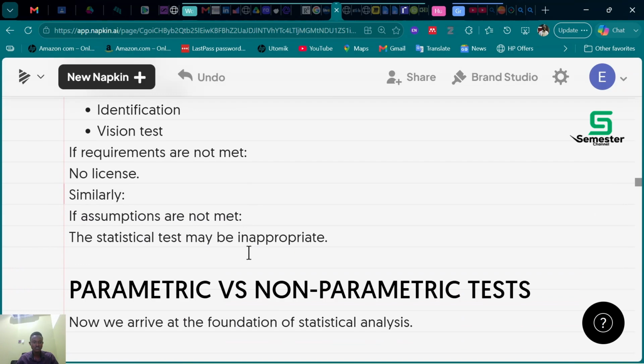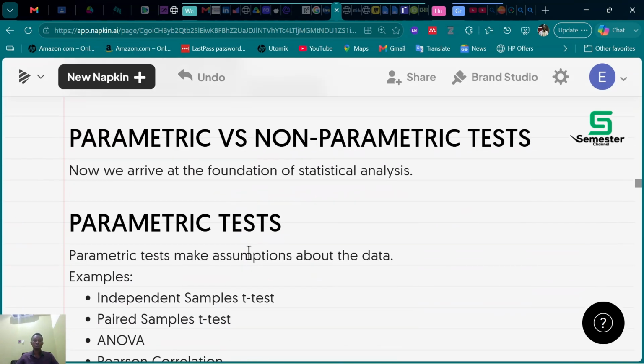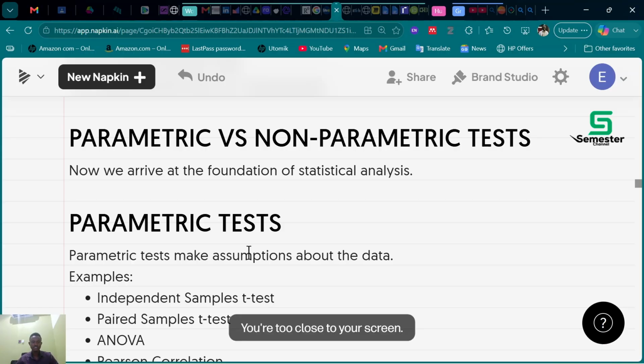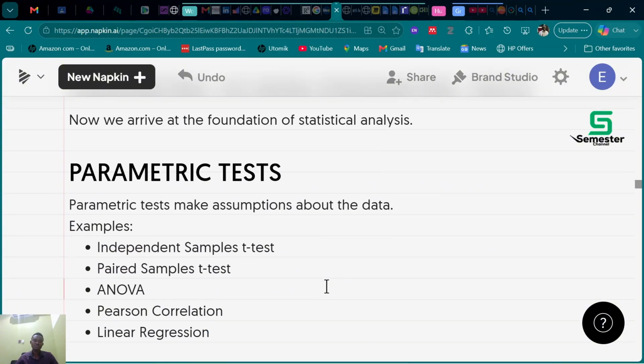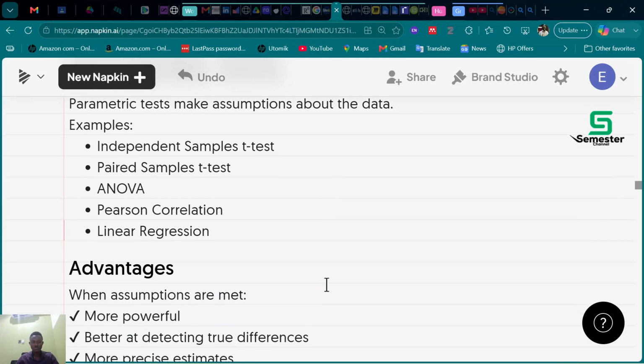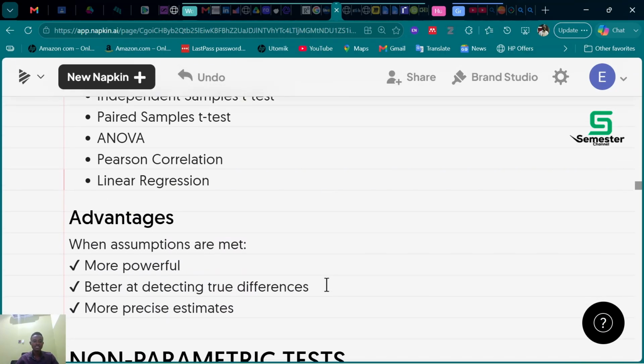All right, so now we move on to what we are all waiting for: parametric and non-parametric tests. Parametric tests make assumptions about the data, and that is when you know the test to use. I'll skip this and we'll talk about them later. Parametric tests are important because when assumptions are met, they make your results more powerful, better at detecting true differences, and give more precise estimates.